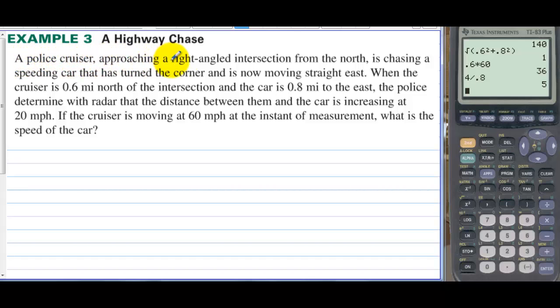A police cruiser approaching a right-angled intersection from the north is chasing a speeding car that has turned the corner and is now moving straight east. So it's chasing a car moving straight east. When the cruiser is 0.6 miles north of the intersection and the car is 0.8 miles to the east, the police determine with radar that the distance between them and the car is increasing at 20 miles per hour. If the cruiser is moving at 60 miles per hour at the instant of measurement, what is the speed of the car?